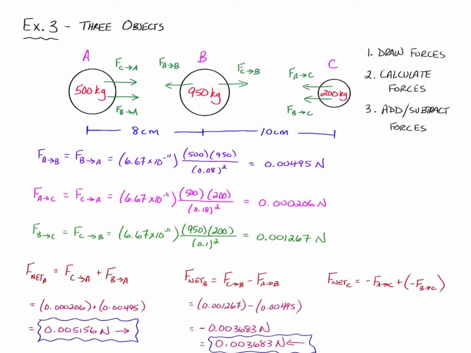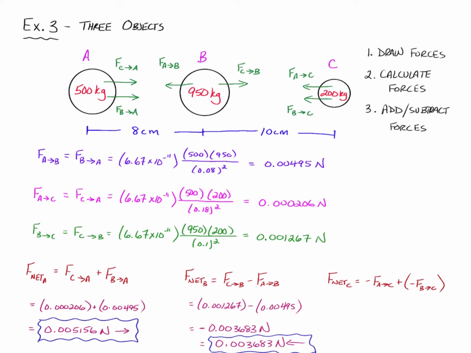For B, I'm going to take the force of C on B, which is 0.001267, and I'm going to subtract, or add the negative of, the force of A on B, which is 0.00495. That gives me a negative 0.003683 newtons, negative implying leftward. So that is 0.003683 newtons acting in the leftward direction. That's simply because the force of A on B is actually larger than the force of C on B, so that's why I get this leftward net force.